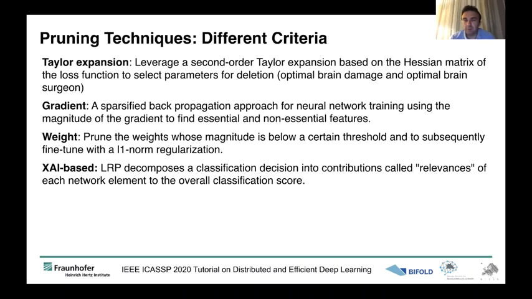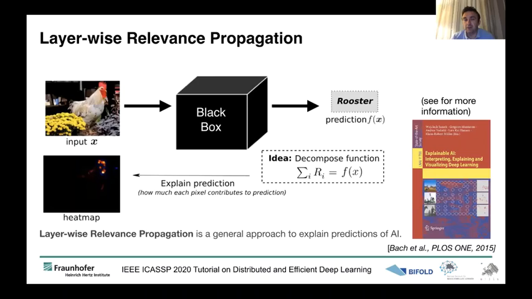And the recent one which we have proposed is using XAI, explainable AI methods, to identify important or relevant elements. LRP, layer-wise relevance propagation, is a method to identify these relevant elements in the network, relevant with respect to the classification, for example. So just a few words about LRP. I have also given tutorials on the topic of explainable AI.